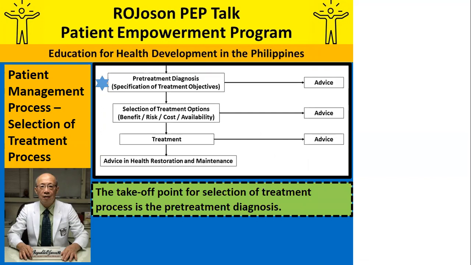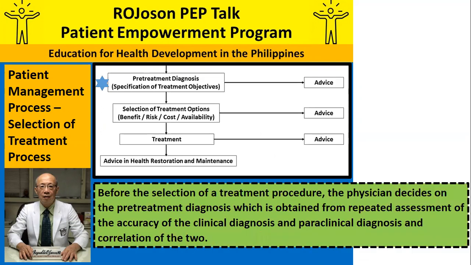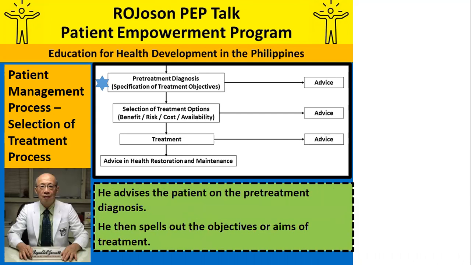The takeoff point for selection of treatment process is the pre-treatment diagnosis. Before the selection of a treatment procedure, the physician decides on the pre-treatment diagnosis, which is obtained from repeated assessment of the accuracy of the clinical diagnosis and paraclinical diagnosis and correlation of the two. He advises the patient on the pre-treatment diagnosis. He then spells out the objectives or aims of the treatment.